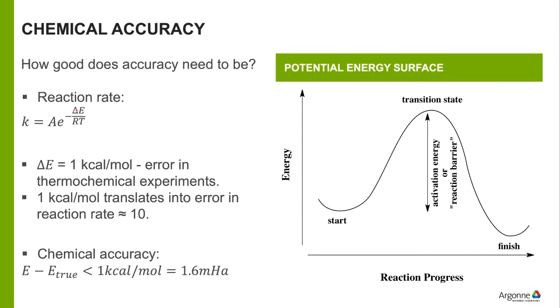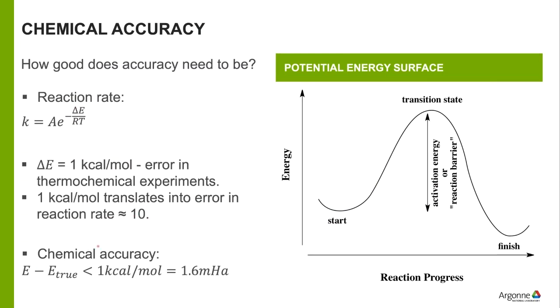this activation energy. And error in thermochemical experiments is on an order of 1 kilocalorie per mole, which translates into error in reaction rate of around 10. Basically, if your energies are within 1 kilocalorie per mole, your reaction rate is correct with up to a factor of 1 order of magnitude.